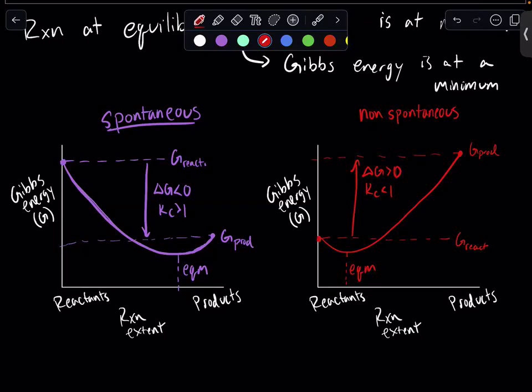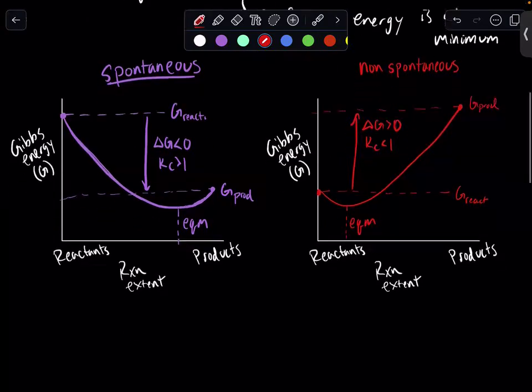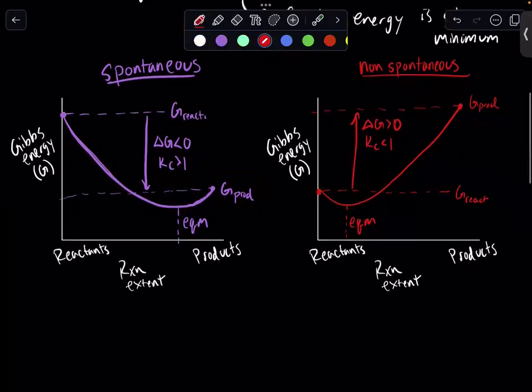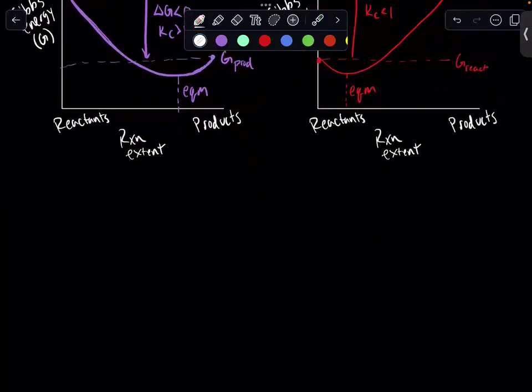So this is how we can use Gibbs energy to explain equilibrium. When you look at a reaction, you can generally imagine a ball rolling down a hill, and it comes to this low point. At that point it settles, that low energy is our equilibrium, and it happens in both cases, both a spontaneous and non-spontaneous reaction. So we can make some generalizations.